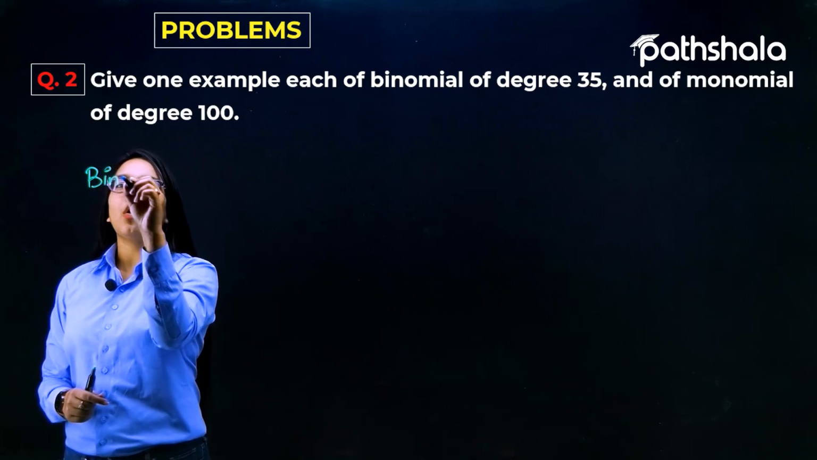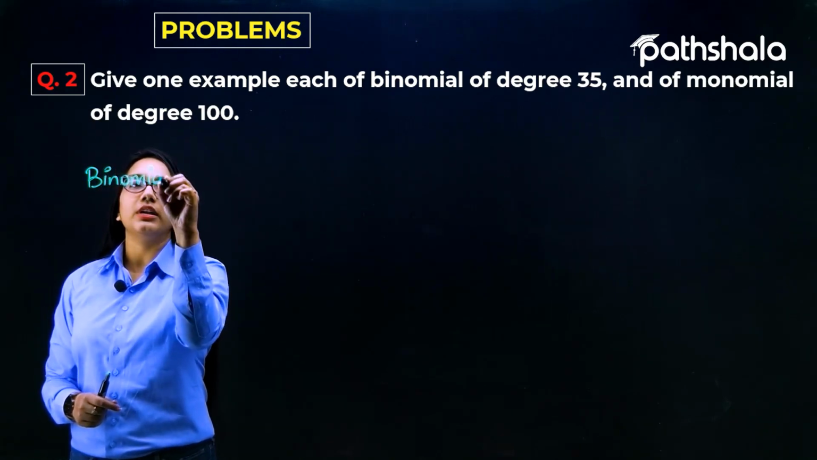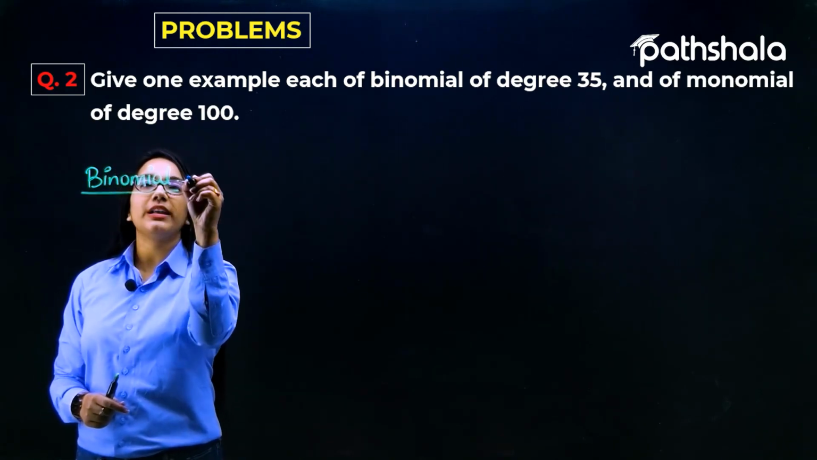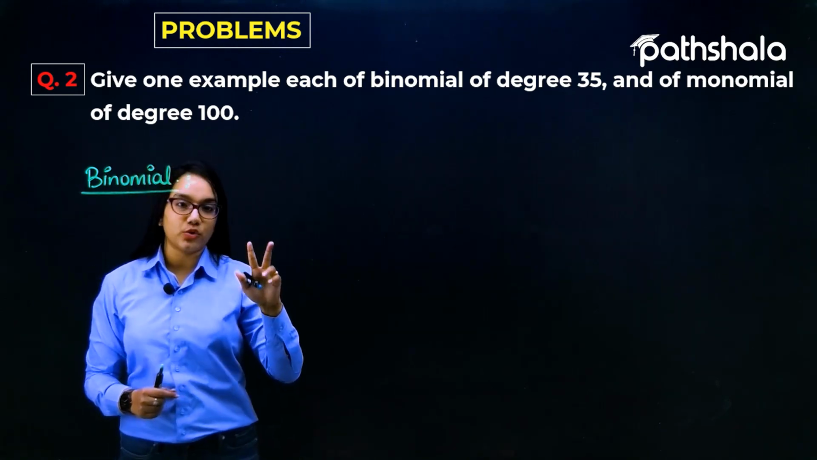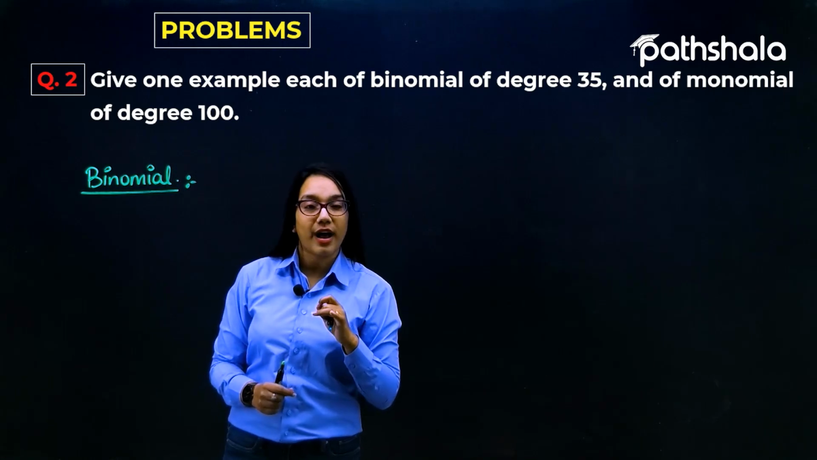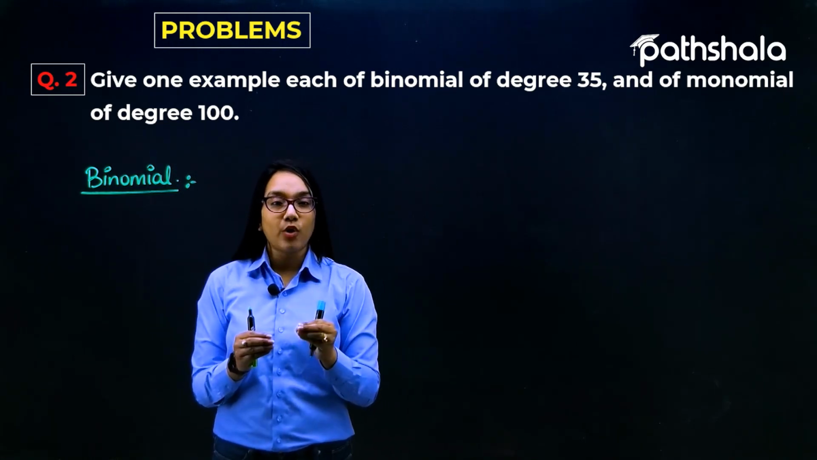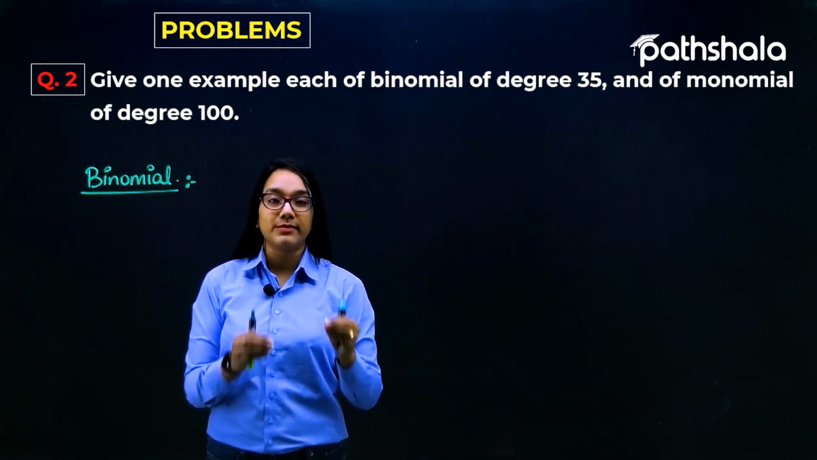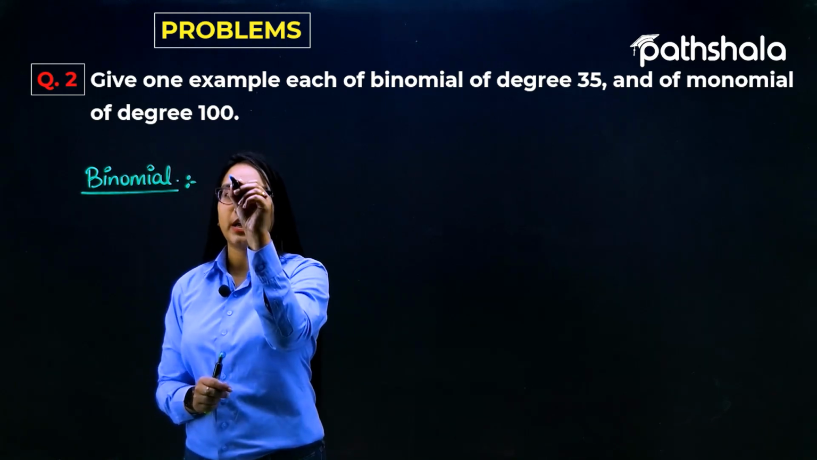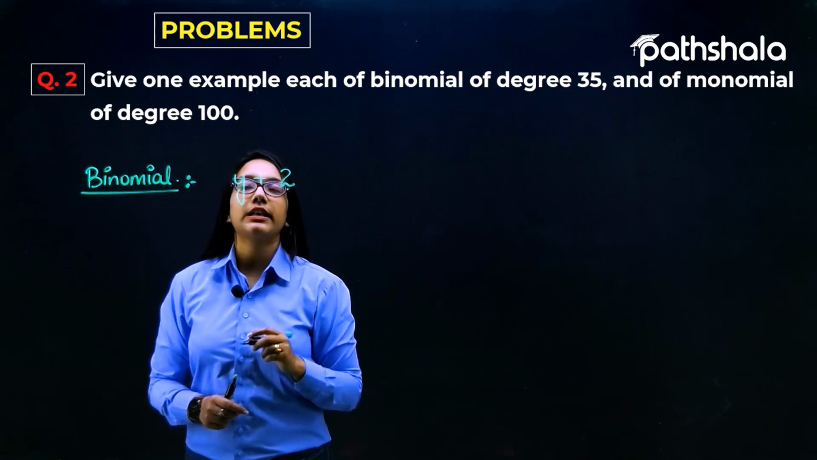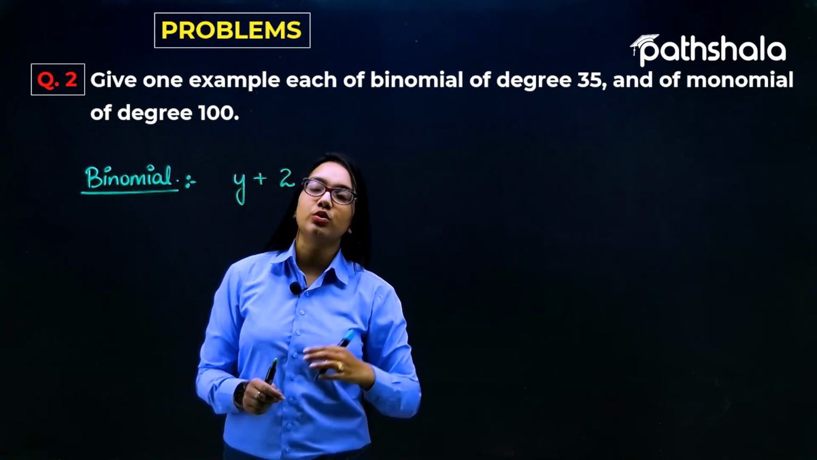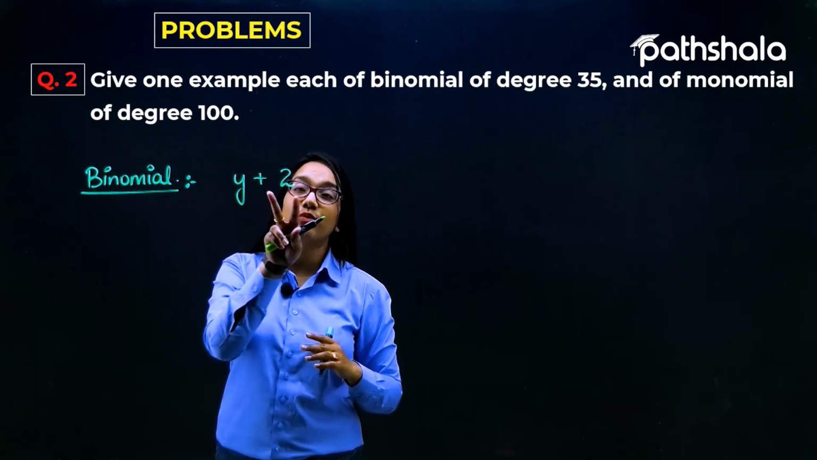What is the meaning of binomial? The meaning of binomial is the polynomial that do have two terms in it. So let us suppose I am making a binomial or a polynomial having two terms, for example y plus 2. Obviously it is nothing but a binomial because there are two terms in it. The first one is y and the second one is 2.